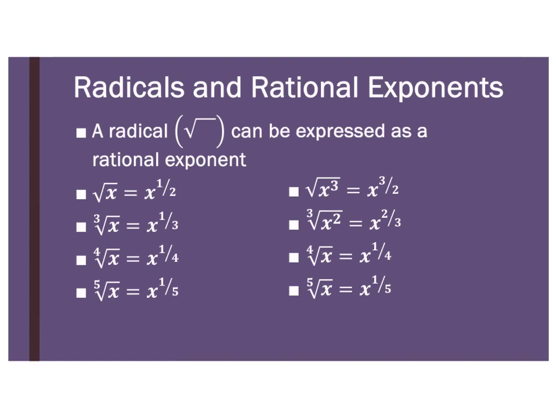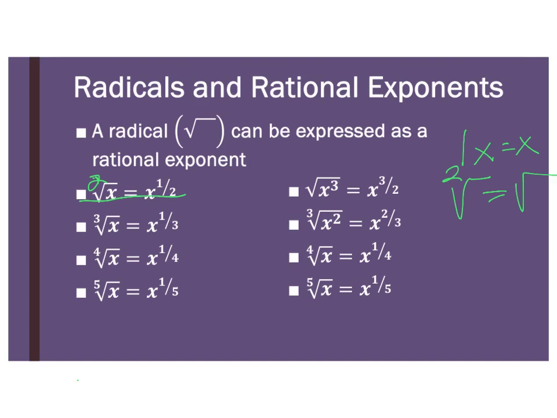Okay, radicals and rational exponents. A radical, that's the square root sign, can be expressed as a rational exponent. So the square root of x is x to the 1/2. The 2 here, there is a 2 right there, it's just not written. Like we don't write 1x, we write x. When we don't write the 2, it's just the square root.